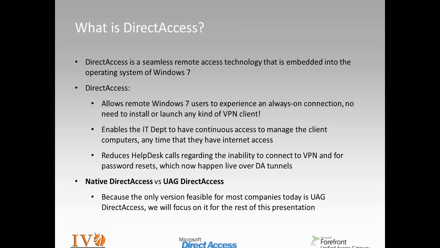Things like high availability, load balancing. It's easier to implement, and primarily, probably the biggest benefit is that it has some translation technologies that mean your internal network doesn't have to know anything about IPv6, which is key to easy implementation for most companies. So I only bring that up to say that our appliances are focused on UAG DirectAccess, and that's what we're going to be talking about for the rest of the presentation today.